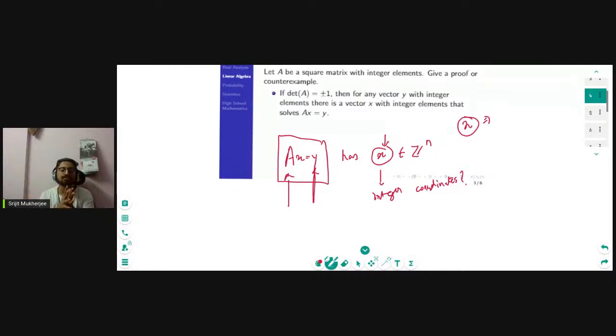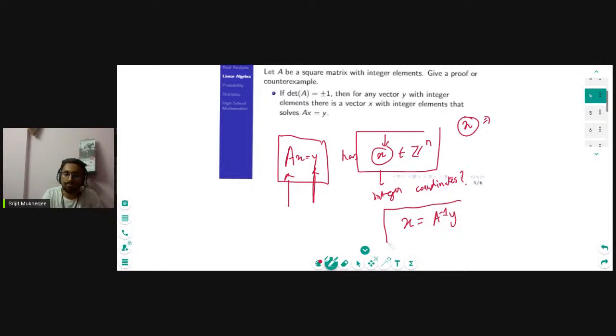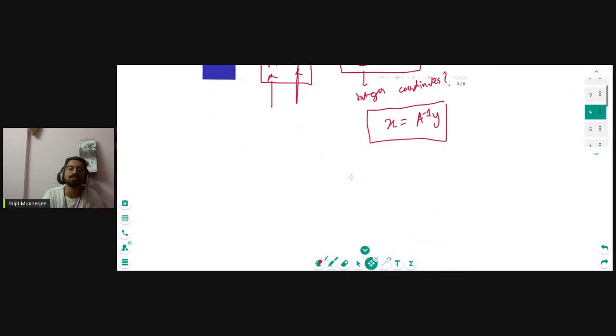Exactly. A is invertible, right? The determinant of A is non-zero. Therefore, the inverse exists. So if x was not required to be an integer, you take x to be A inverse of y. And if there exists a solution, it has to be only A inverse of y.